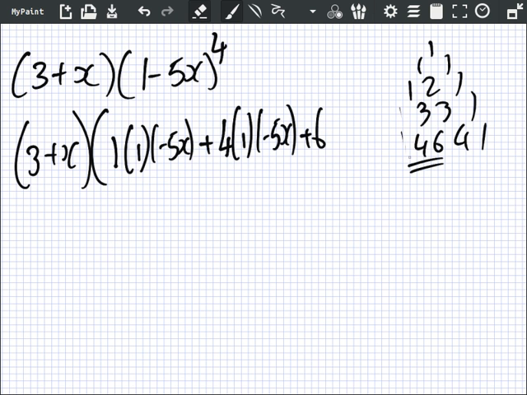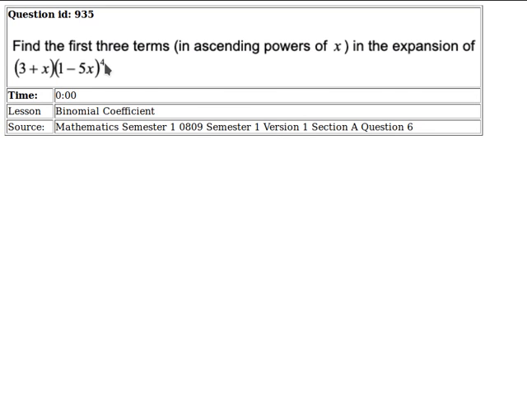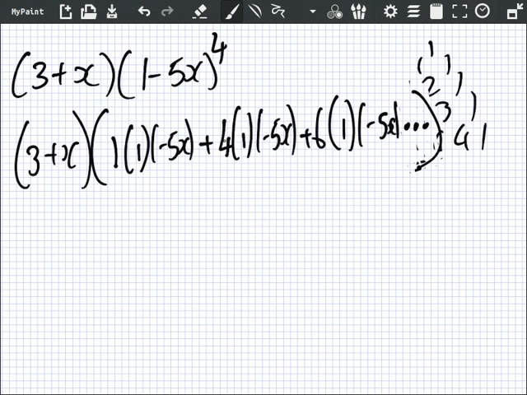I run out of space here. Plus 6, 1, 1 minus 5, minus 5x. And I actually don't care about the rest because I'm only looking for 3 terms. 3 terms, correct. Now, I have to put in the powers.